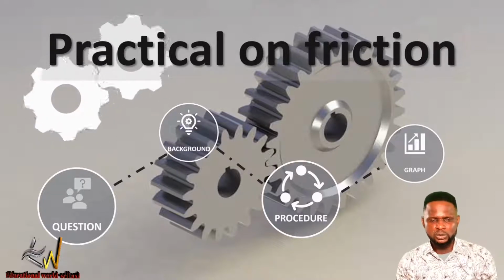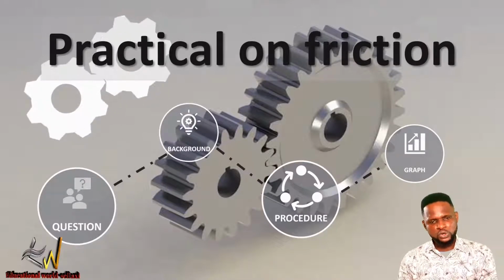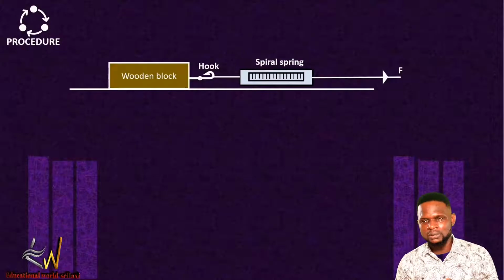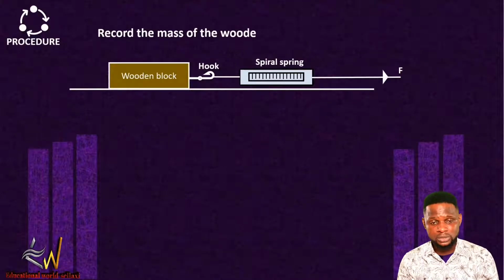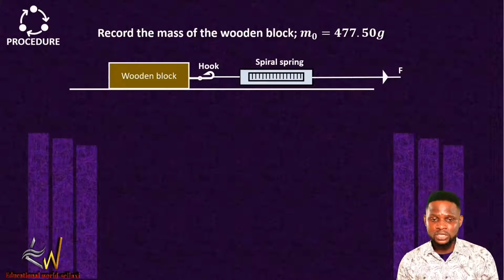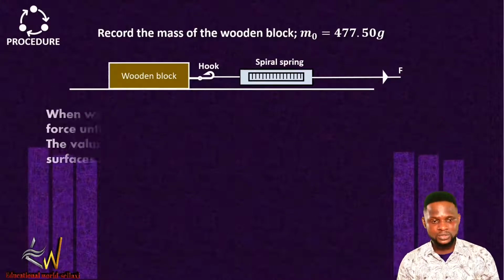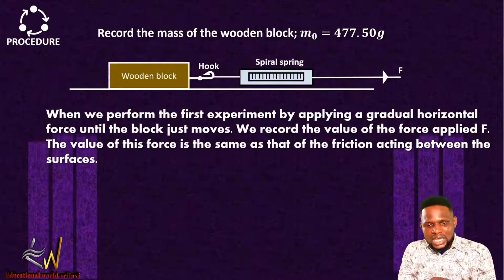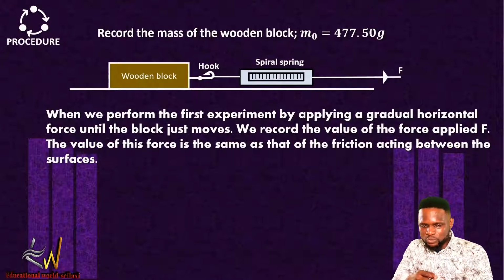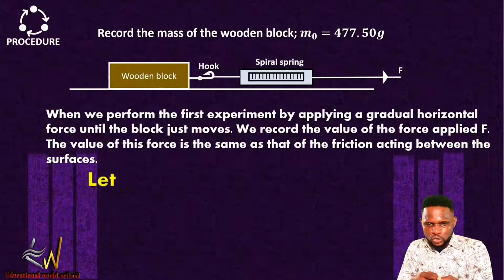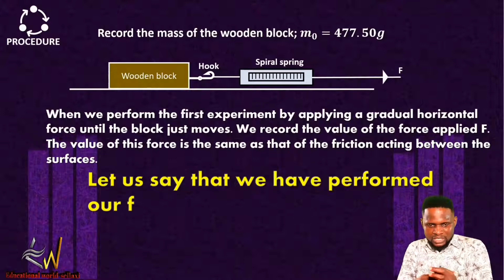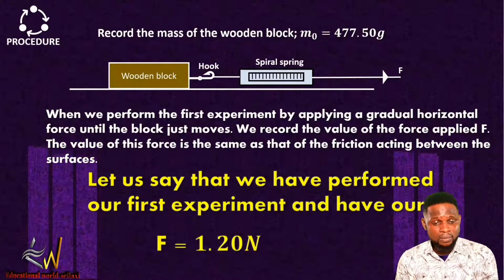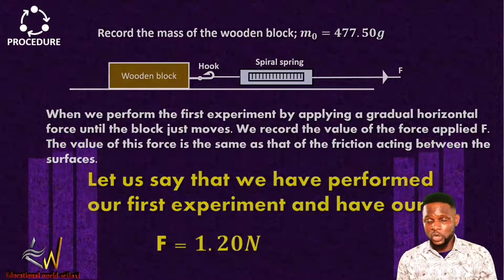So let's look at the procedure. What are the procedures to be followed in order for us to outsmart this practical? The first thing we have to do is to record the mass of the wooden block, which is M subscript 0, and I have gotten my mass to be 477.50 grams. After that, we perform the first experiment by gradually applying a horizontal force until the block just starts to move. When that happens, the reading of the spring balance is recorded as F. Let us say we've performed it and we have our value of F to be 1.20 Newton.